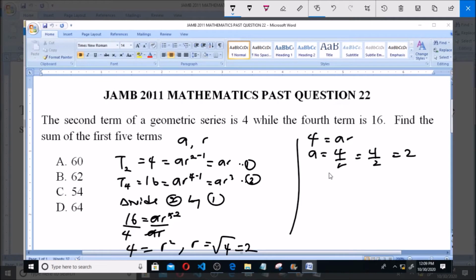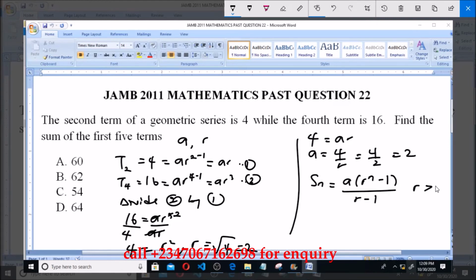Now the sum of the first 5 terms, Sn. To find the sum of terms of a geometric progression, we have to know if our common ratio R is greater than 1 or less than 1. Now because our R is 2, meaning it's greater than 1, we simply use the formula A into R raised to the power of n minus 1 all over R minus 1. This is because R is greater than 1.